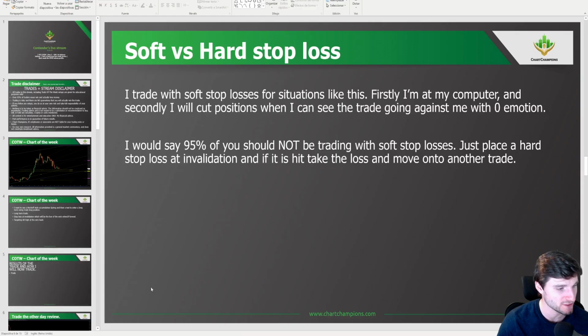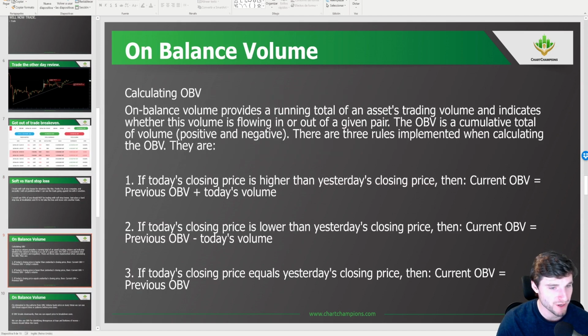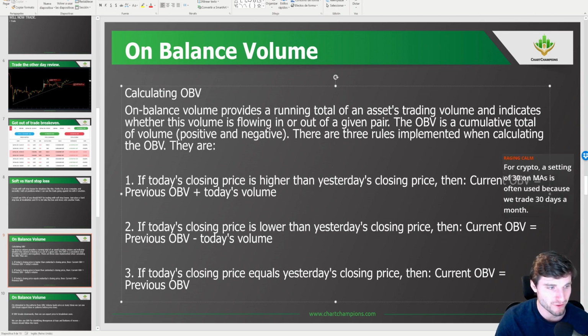I'll load it up again so you can see. It's going off of yesterday's closing prices if you're referring to a daily chart. If you're on a 1 minute chart, then if the 1 minute candle closing price is lower than the last 1 minute candle, then the current OBV equals previous OBV minus the last 1 minute candle's volume. I hope that makes sense.